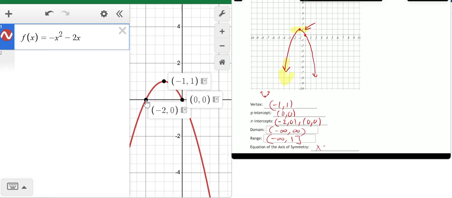And then finally, our axis of symmetry is always just a vertical line passing through the vertex. And so it's going to be the x-coordinate of your vertex. X is equal to negative 1 in this case. Okay, so that's how you would find all the different pieces for this question. Okay, and it's all done just by looking at that graph. Type the equation in, look at the graph.